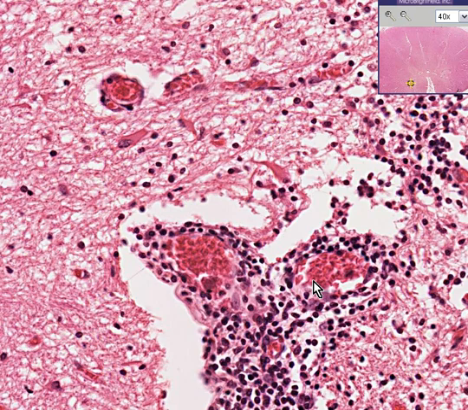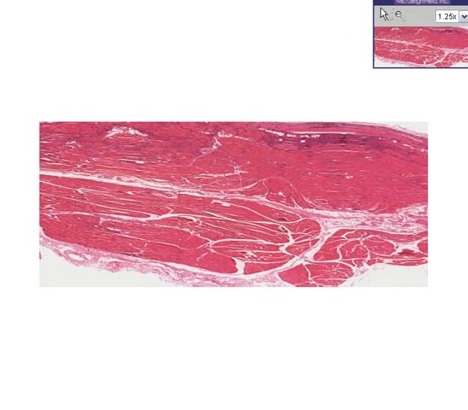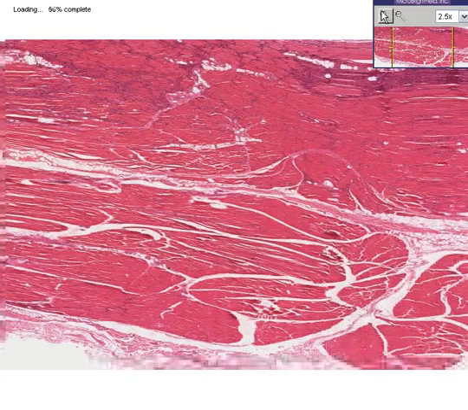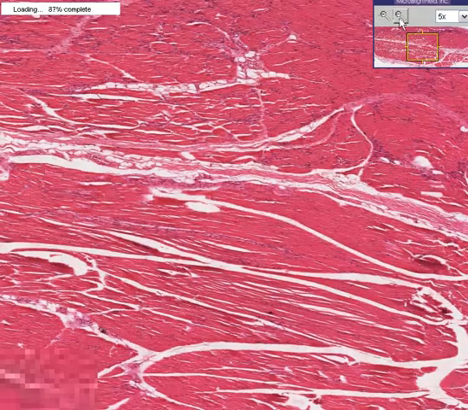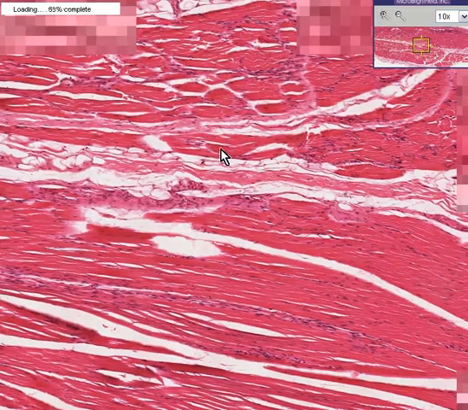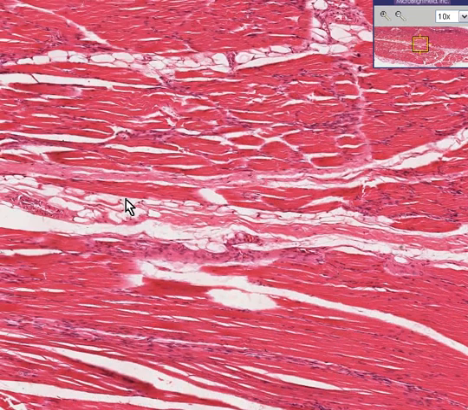This is poliomyelitis of the anterior horn of the spinal cord, which is causing a secondary denervation type of atrophy in the corresponding skeletal muscles, in which you see thinning of the fibers and some deposition of fat.